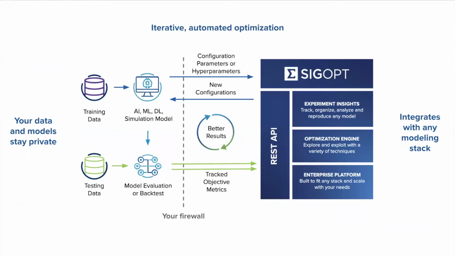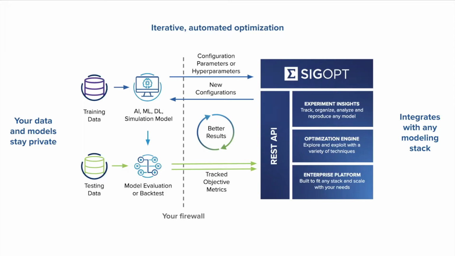This is our interaction diagram. As you can see, when you're training your models, your training data and your testing data stays private. In today's example, Harvey will be using Google Colab and Google Drive to store the training and testing data. He'll be using the SigOpt API to send hyperparameters, and we'll be receiving new configurations to iterate through the training loop. This ends up producing better results. You can also track various metrics, and you can even tune against multiple metrics, which I'll get into in a moment.